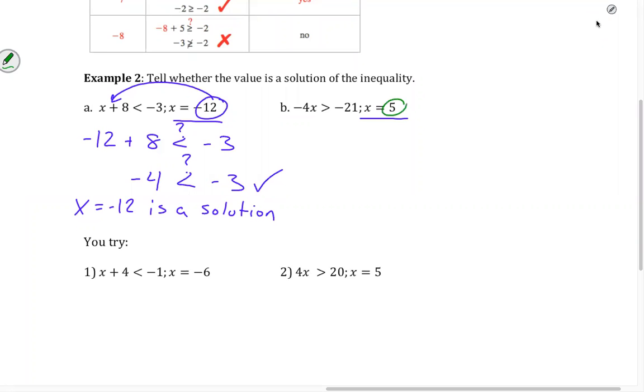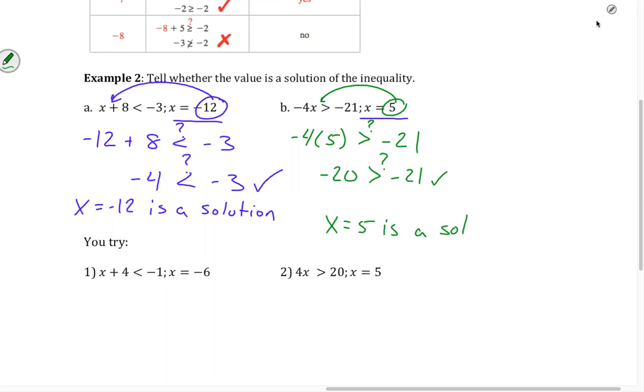For B, I'm going to take 5 and plug it in. Negative 4 times 5. I'm asking, is that bigger than negative 21? Negative 4 times 5 is negative 20, and I'm still asking, is this true? Yes or no? Negative 20 is bigger than negative 21. So this is a solution. So I'd write x equals 5 is a solution. Now, that's the work I'm kind of looking for.